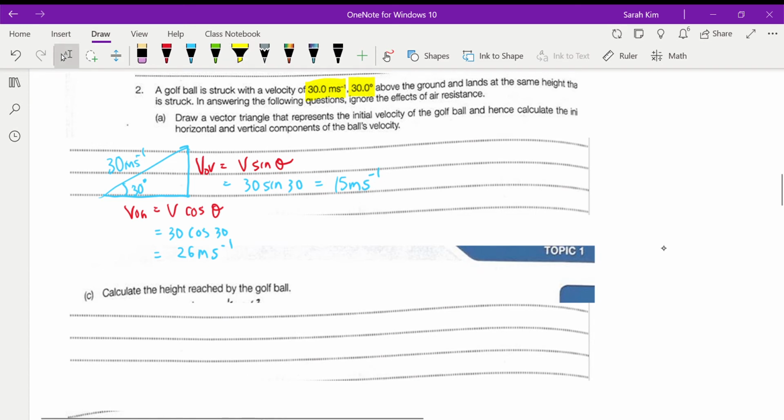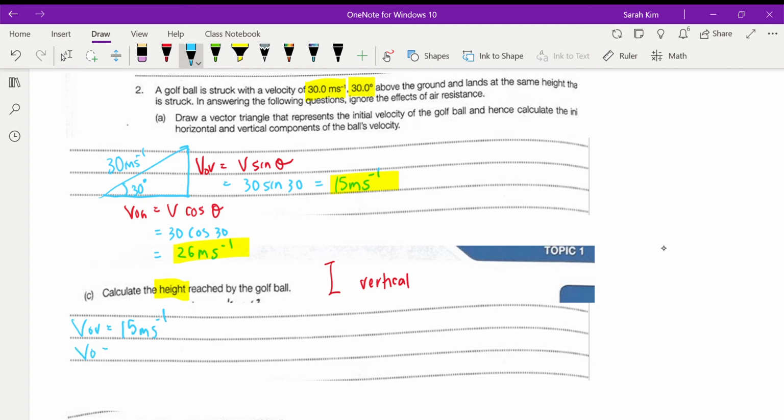B, calculate the height reached by the golf ball. Okay, my height, now what is it? Horizontal or vertical component? Height is a vertical component. So out of these values we found, we look at the VOV, which is 15 meters per second. So be careful what you write. VOV is 15, so that's initial.